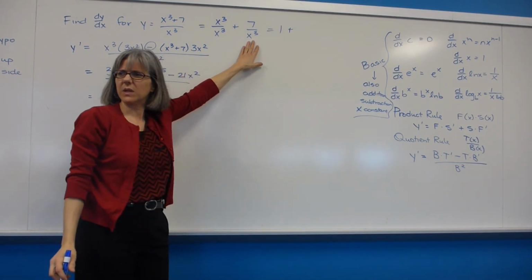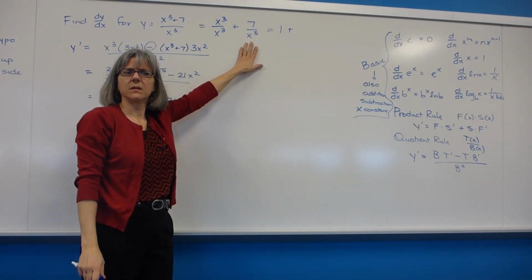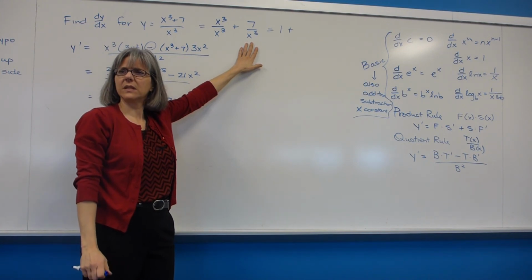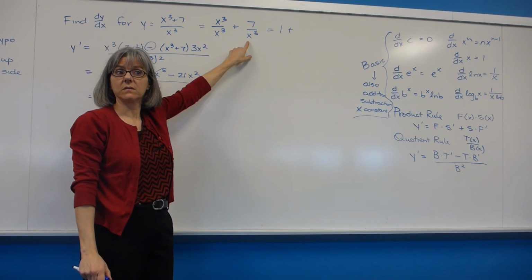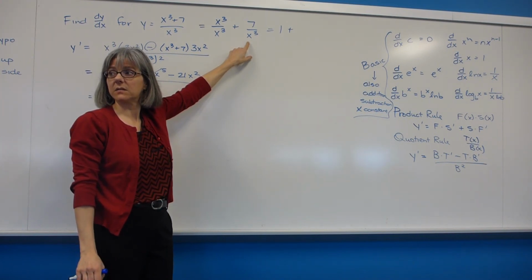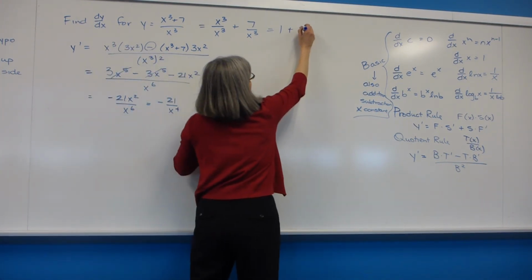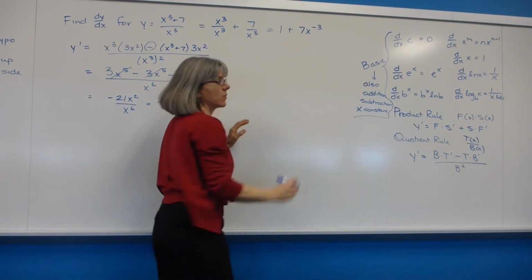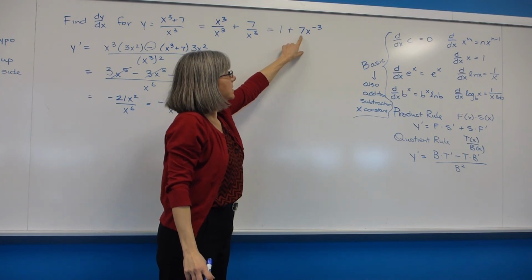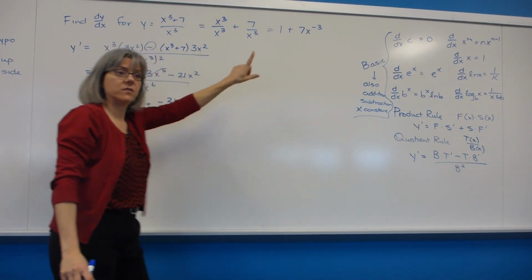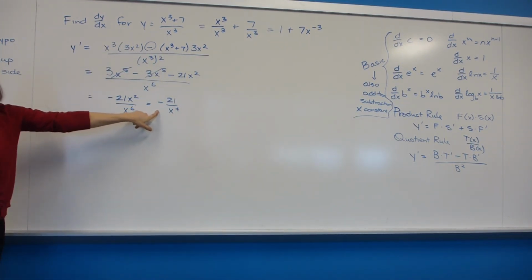I'm going to rewrite this because, is this a basic? Actually, this is a basic, right? I could treat it like a quotient, but really I could write this as a basic because this is just 7x to the minus 3. And what is the derivative of this? 0 plus negative 21x to the minus 4, negative 21x to the minus 4.